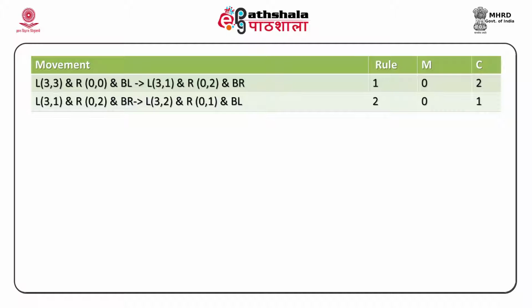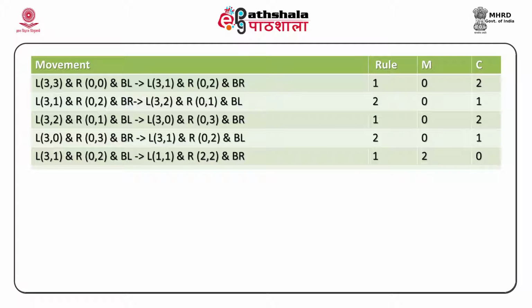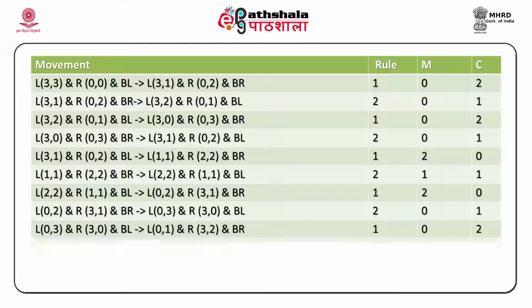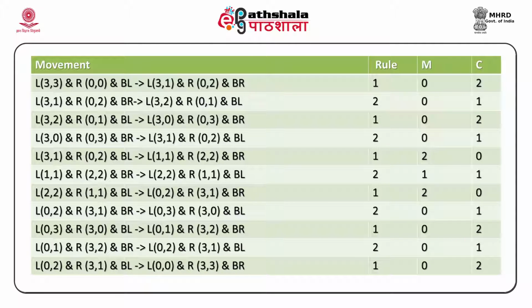What is the second one? Now, I am moving from right to left, only rule number 2 can be applied. So, we have applied rule number 2, and now we are also stating the number of missionaries and cannibals. Okay. And so on and so forth. You can just go through the complete set of movements one after the other. Eventually, you will find that you will have all missionaries and cannibals on the right hand side.